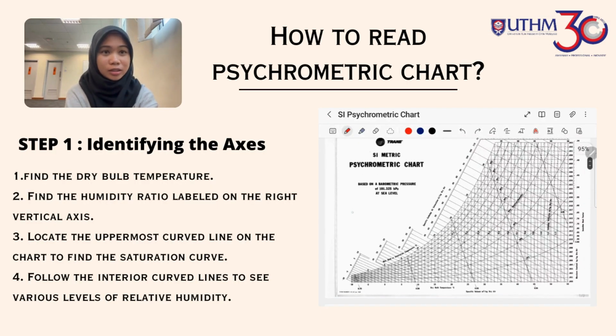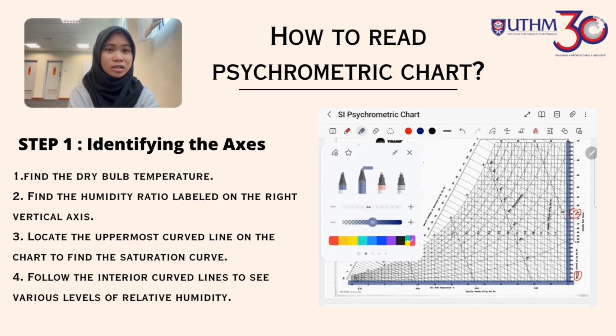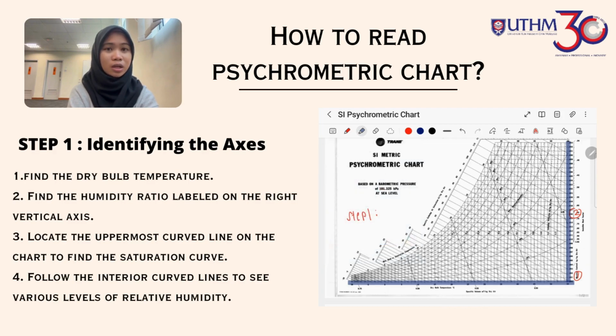How to read the humidity chart? There are 3 steps. Step 1 is identifying the axis. First, find the dry bulb temperature, which denotes the various temperature readings in Fahrenheit or Celsius. Second, find the humidity ratio label on the right vertical axis, marking the amount of moisture per pound or kilogram. Third, locate the uppermost curve line on the chart to find the saturation curve. This curve connects the x and y axis and marks the relationship between temperature and absolute humidity when the relative humidity is 100%. And the last one is to follow the interior curve lines to see various levels of relative humidity.